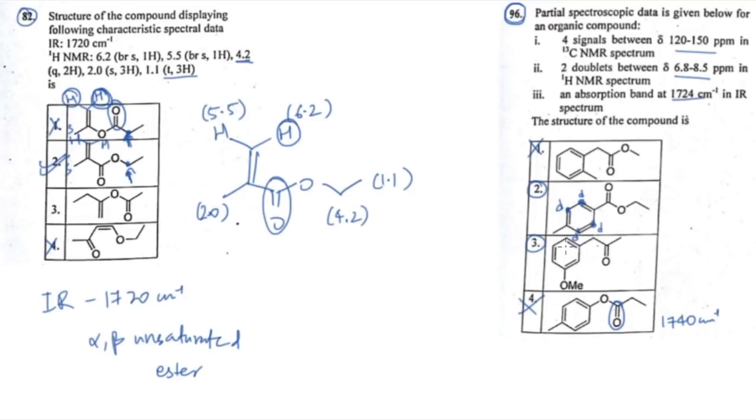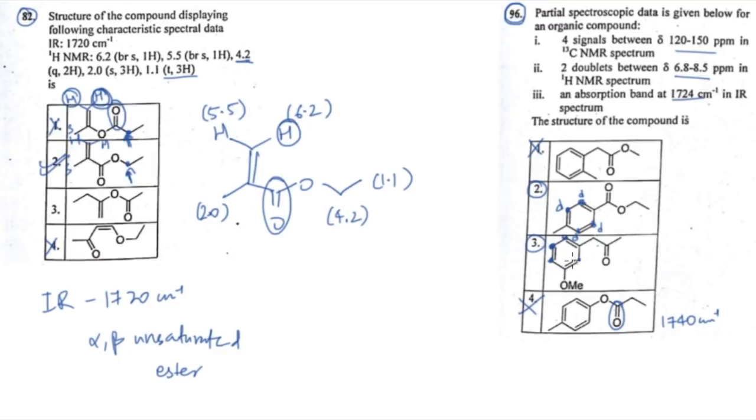Let's see in option number 3. Over here you will get a doublet, a doublet, a doublet, a doublet, a doublet, and this will give you a triplet, and this will give you a singlet. So you won't get just two doublets, right? In option number 3, you will get a lot of signals between 6.8 to 8.5. You will get a triplet as well as a singlet in this region. So two doublets, along with that you get a singlet and a triplet as well.